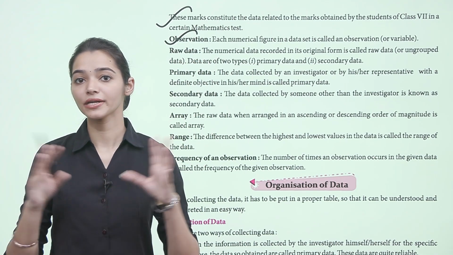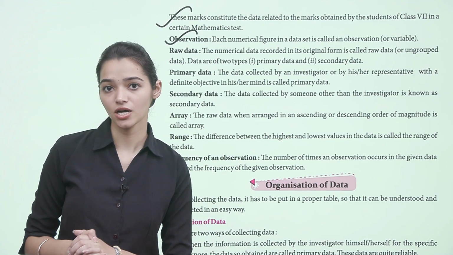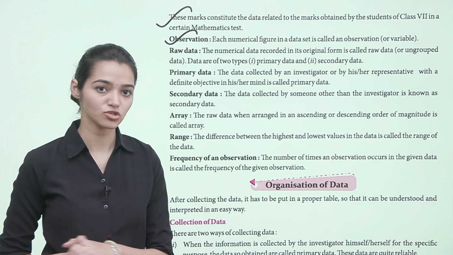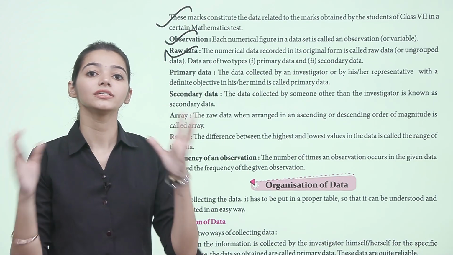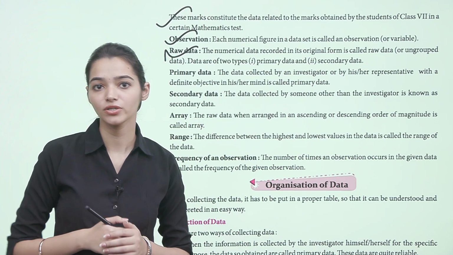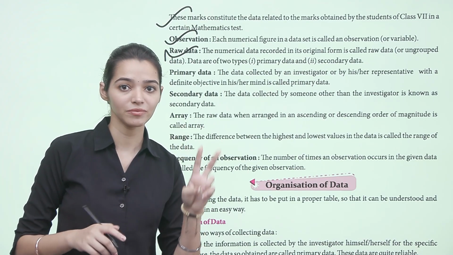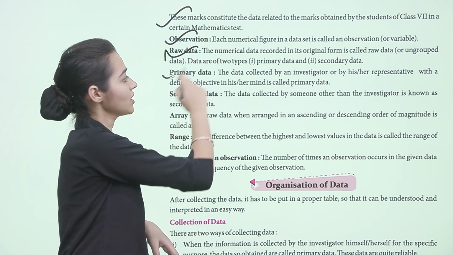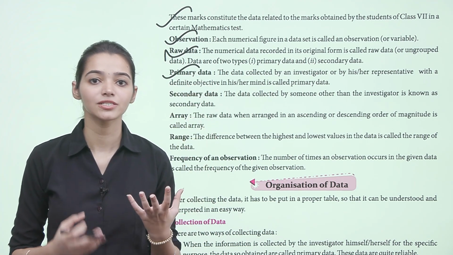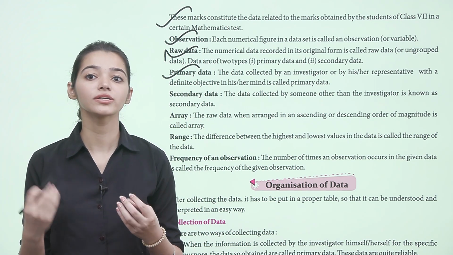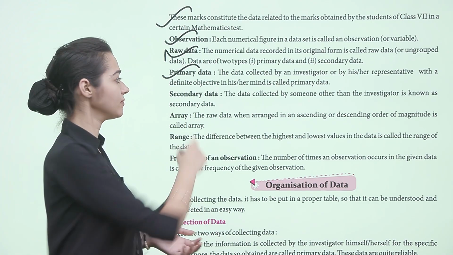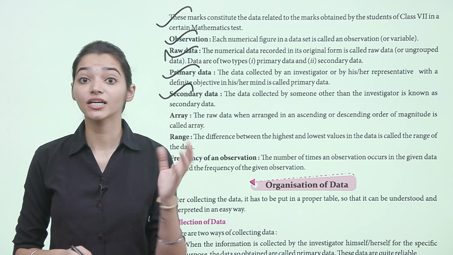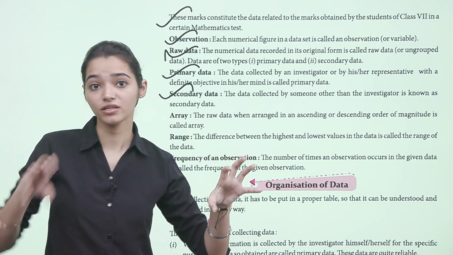Next is our observation, that means each numerical figure in a data set, that is our what? Observation. Raw data, that means the numerical data recorded in any form, that is our raw data. Data are of two types, primary data and secondary data. Primary data, that are collected by the investigator or his or her representative with a definite objective in mind, is our primary data. Secondary data are those collected by someone other than the investigator.